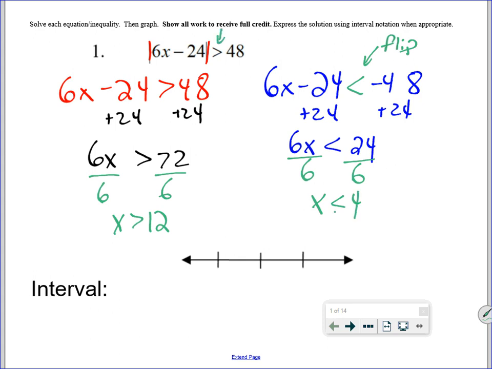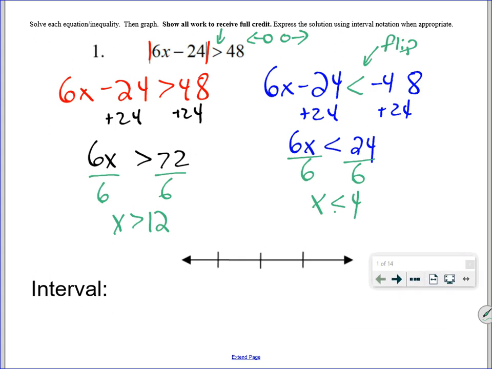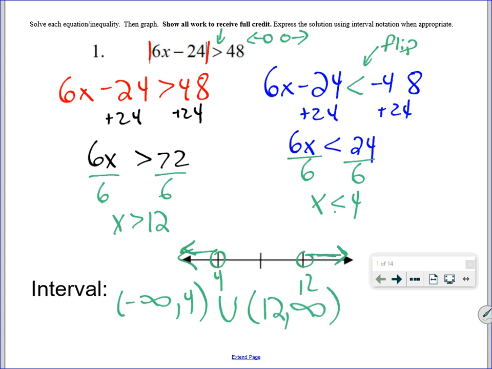Now, if you see here, this problem originally was absolute value greater than. So we should have known right away we were going to get the turn signals on the graph. And sure enough, we do. We have an open circle at 4 and an open circle at 12. And from 12, we're going up. And from 4, we're going down. So write that in interval notation. That's negative infinity to 4. It's a soft parenthesis because the endpoint is not included. And the union with the set of 12 to infinity.